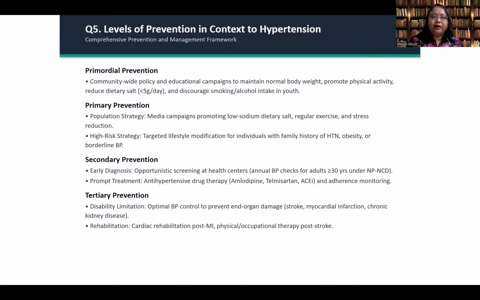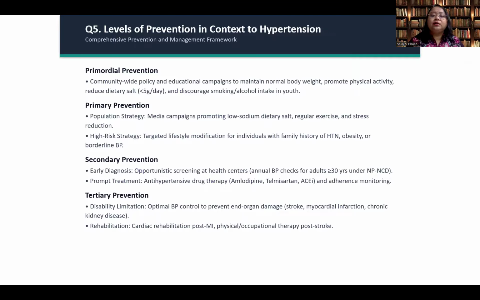And primordial, I have discussed. So primary, what you have to do: high risk strategy, targeted lifestyle modification, media campaigns should be done. Secondary prevention, you will divide in 2 parts: early diagnosis and prompt treatment. In early diagnosis, you will write opportunistic screening at health centers, and in prompt treatment, you will write about the antihypertensive drug therapy. Now, you may mention some names of the drugs, but no trade names, please.